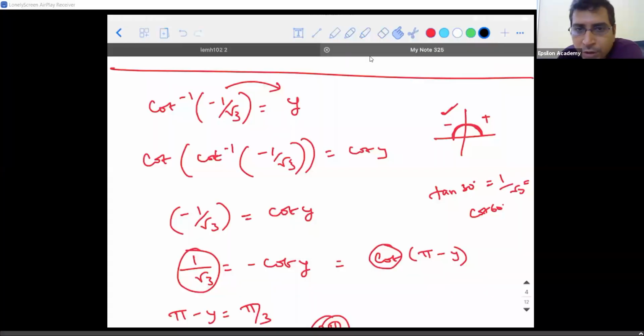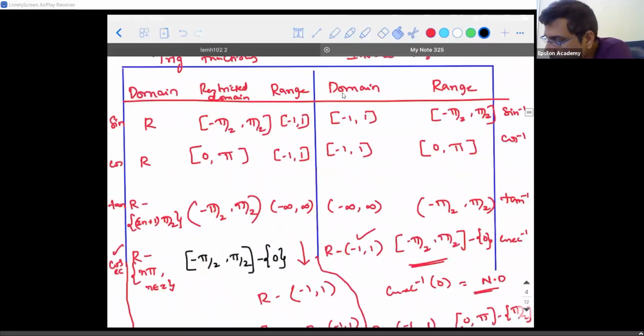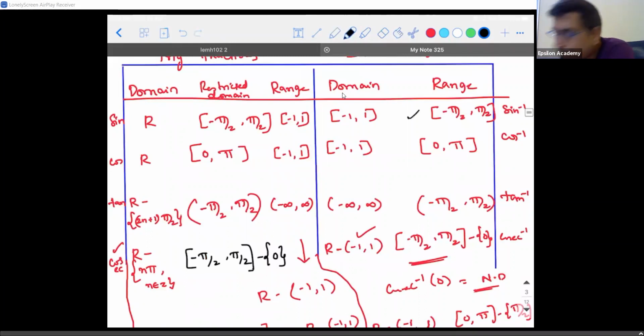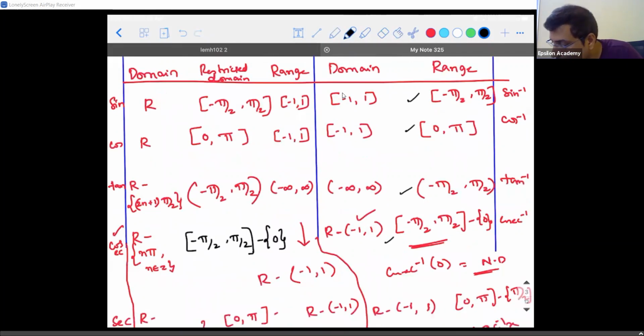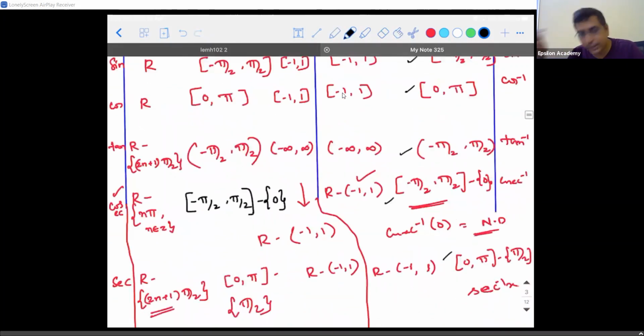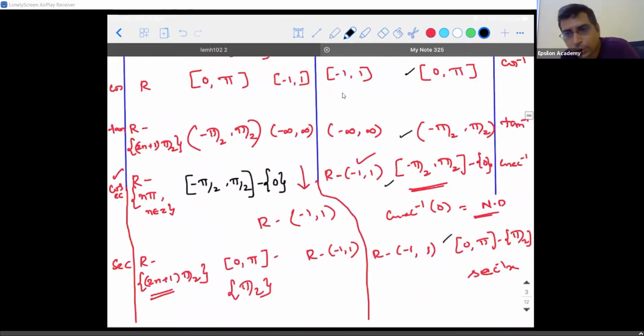One important point to be noted here. If I go back to the table, look at the table. Minus pi by 2 to pi by 2 is a range of how much? Minus pi by 2 to 0 is 90 degrees. 0 to pi by 2 is 90 degrees. So minus pi by 2 to pi by 2 is 180 degrees. 0 to pi is 180 degrees. So every answer is restricted to either 0 to pi or minus pi by 2 to pi by 2. There is a pattern actually.